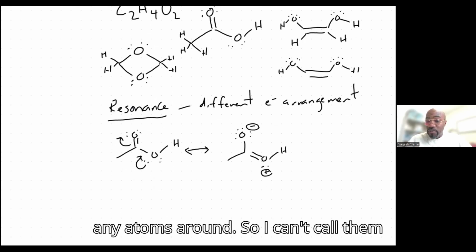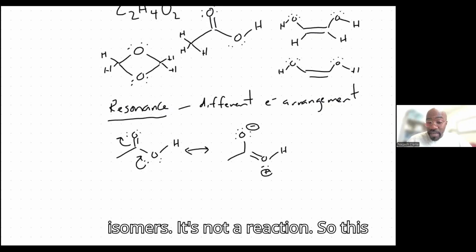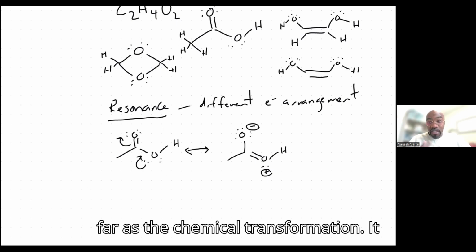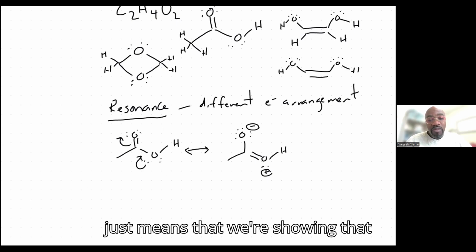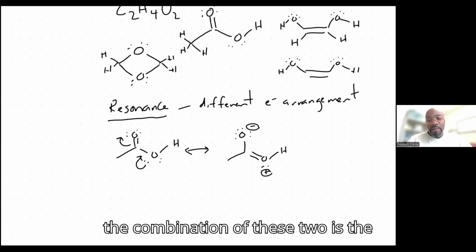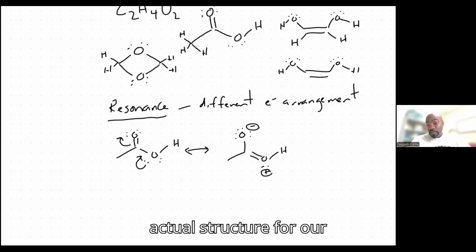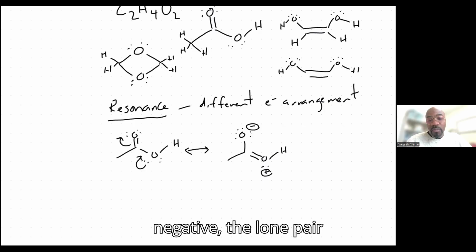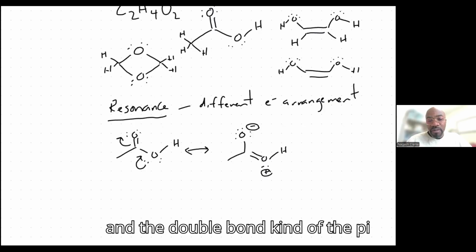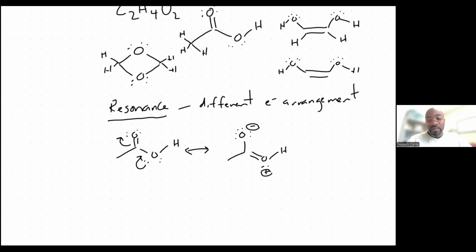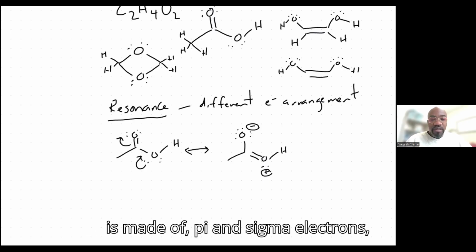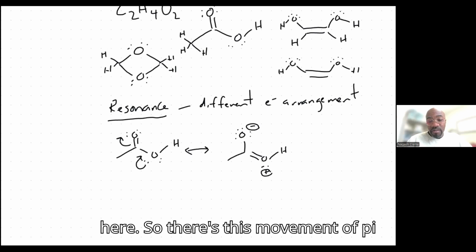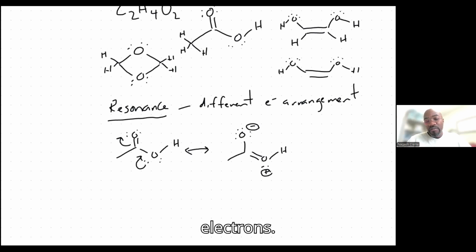Notice I did not move any atoms around, so I can't call them isomers. It's not a reaction. This double arrow doesn't mean it goes back and forth between the two as far as chemical transformation. It just means that the combination of these two is the actual structure for our molecule. And we're showing that the lone pair and the double bond, the pi electrons, which is what the double bond is made of, pi and sigma electrons, the pi electrons can actually move. So we can have a double bond here, we can have it here. So there's this movement of pi electrons.